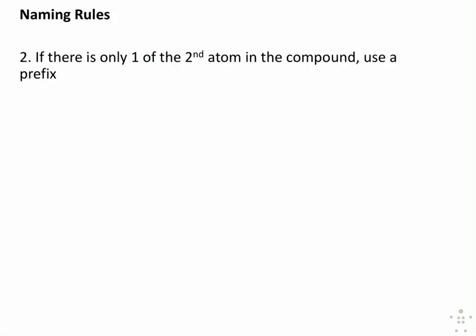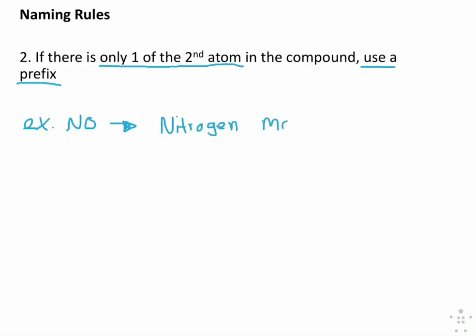Our second rule is that if there is only one of the second atom, then you use the prefix. So, for example, if you have NO, the name is nitrogen monoxide. We have an invisible 1 indicating we have one oxygen, so we use the prefix for the oxygen, mono.